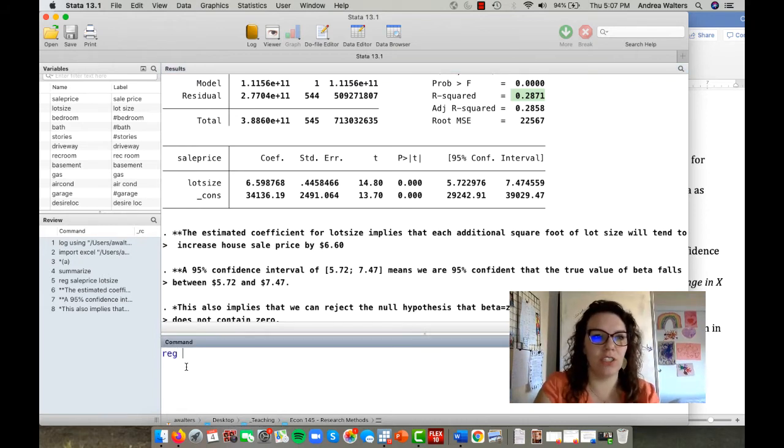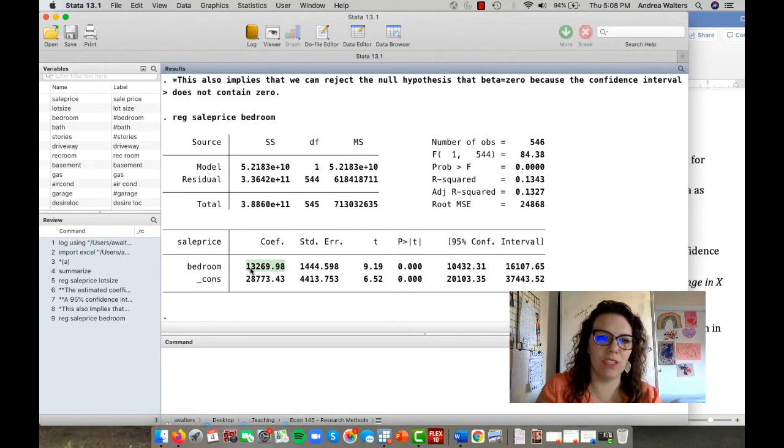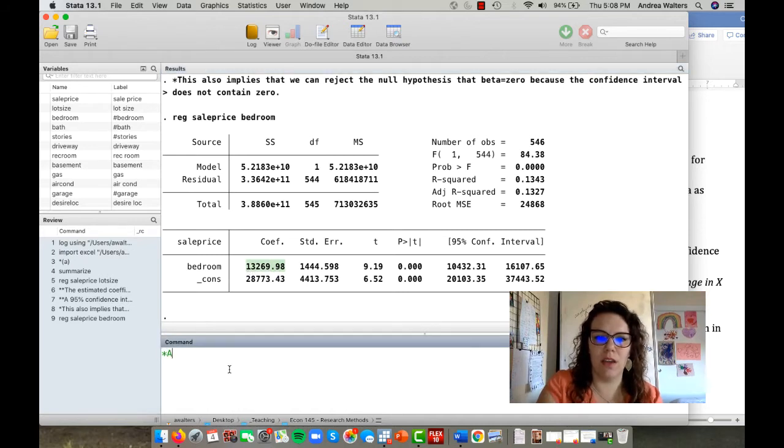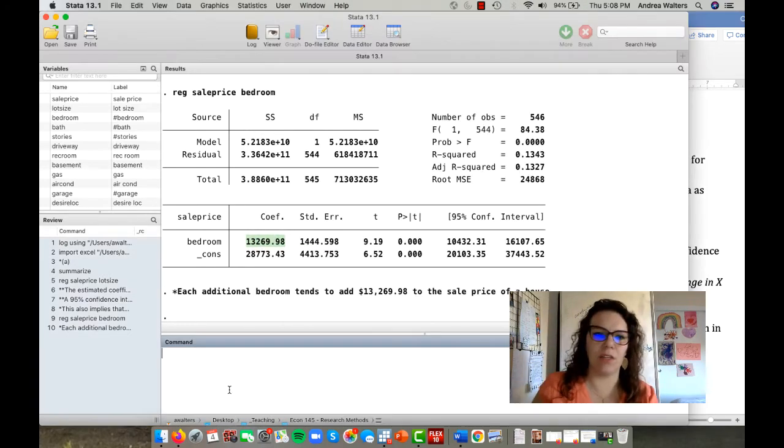Now I can run a regression of sale price on bedrooms, and I get a new coefficient. This coefficient tells me that each additional bedroom tends to add $13,269.98 to the sale price of a house. We want to talk about the confidence interval and then talk about the R-squareds.